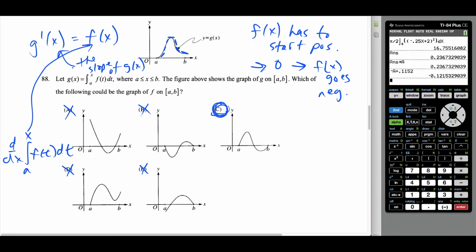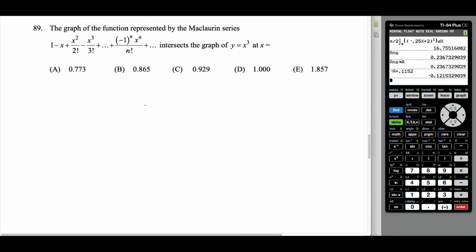So once again, we're using the idea that if I want to talk about g prime of x, then I have to look at the slope of g of x. That's the route we take to answer here. So choice C.